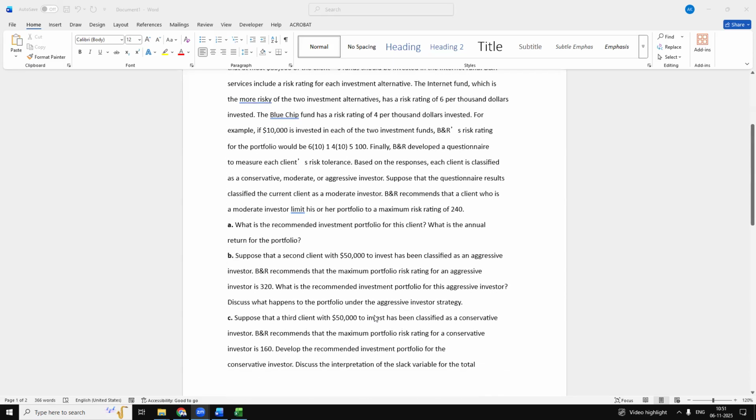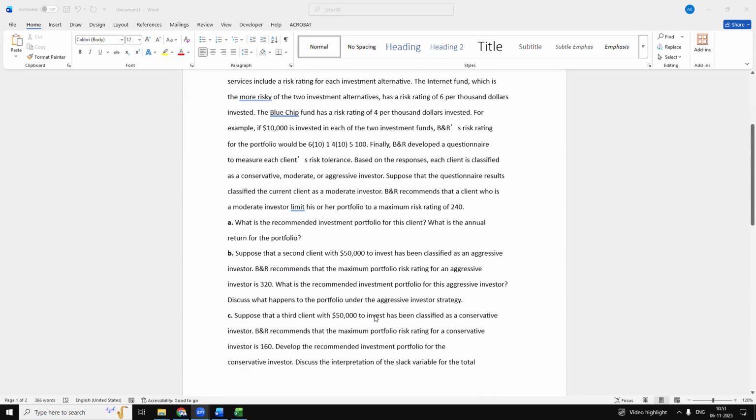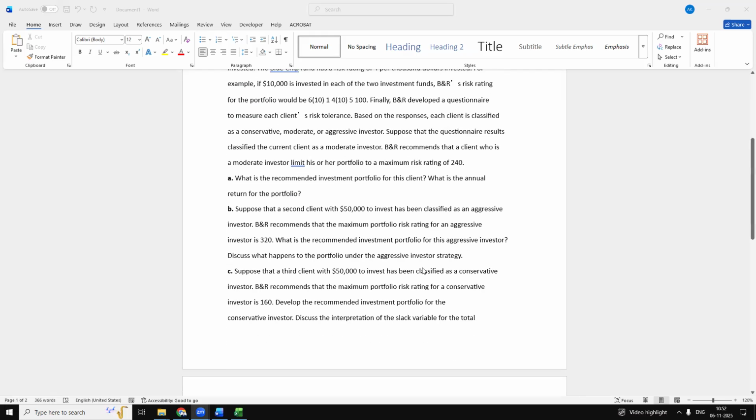The first one is, what is the recommended investment portfolio of this client and what is the annual return of the portfolio. Then we have part B as well. It says, what is the recommended investment portfolio for this aggressive investor. And then part C as well. So we need to use Excel solver and the graphical method to provide the solution of this question.